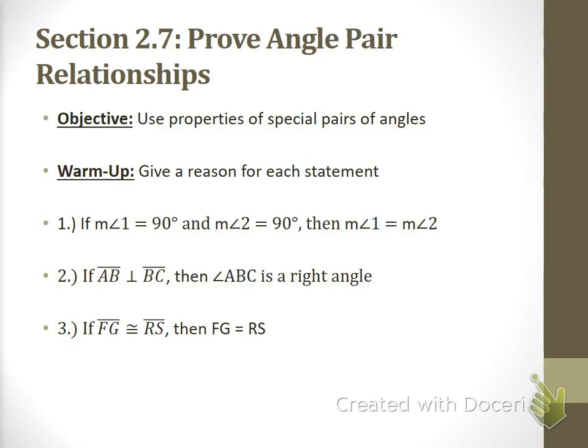For our warm-ups, if the measure of angle 1 is equal to 90 degrees and the measure of angle 2 is equal to 90 degrees, then the measure of angle 1 equals the measure of angle 2. There could be a couple different possibilities for a reason here. Why would we say that measure angle 1 equals measure angle 2? Okay, they have the same measure. So if you were to write same measure, I'd probably take that.